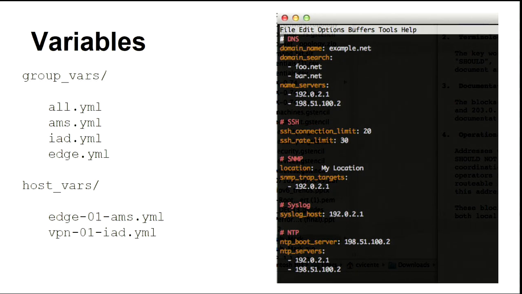And you can notice that we have two directories there. One is group variables, and there's one called all, and those variables apply to everything. So you have things that are the same everywhere. And you have things that are the same in Amsterdam, or you have things that are the same in Ashburn, etc. And then you have host variables that are the things that are very particular to that router.